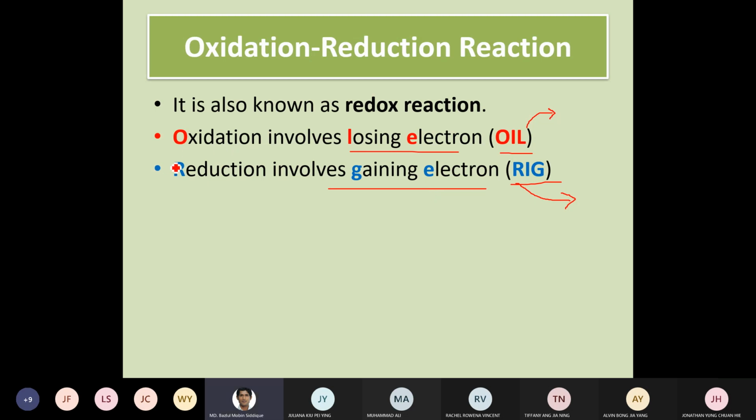And those who are helping it to lose electrons, that will be the oxidizing agent. That means a reductant will be a good oxidizing agent. And those who are helping it to gain electrons, that means the oxidizer, will be a good reducer as well.